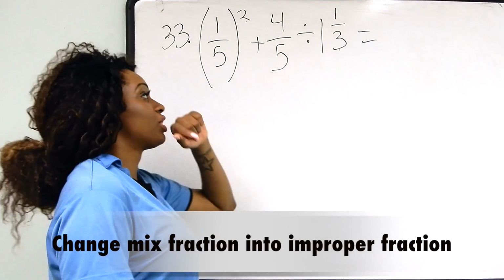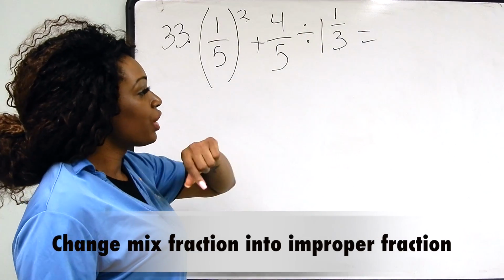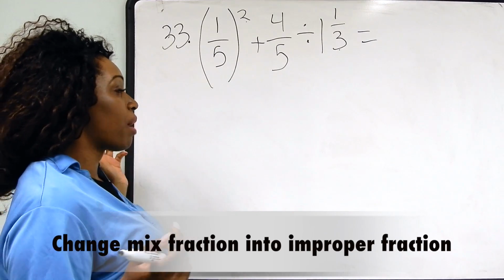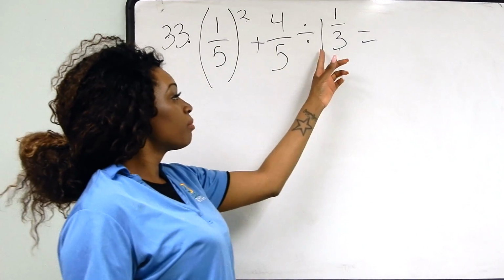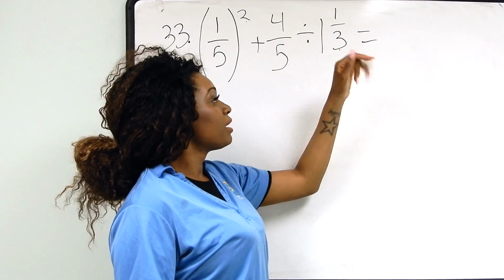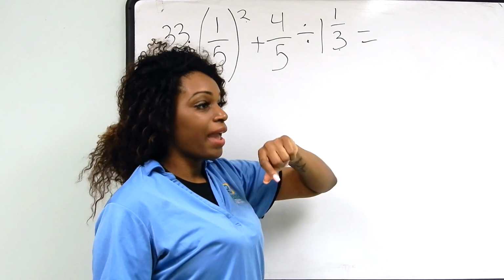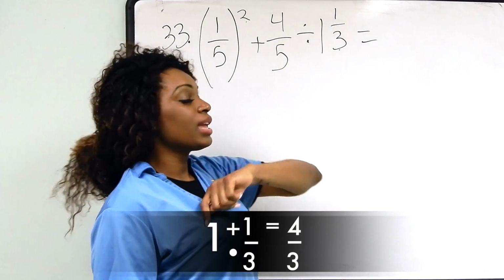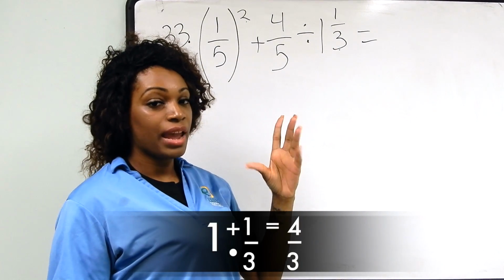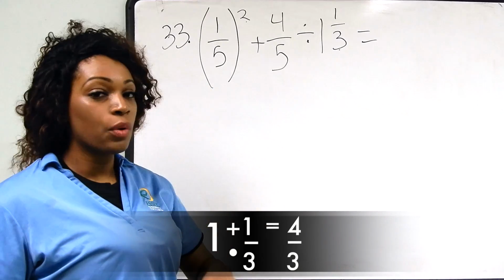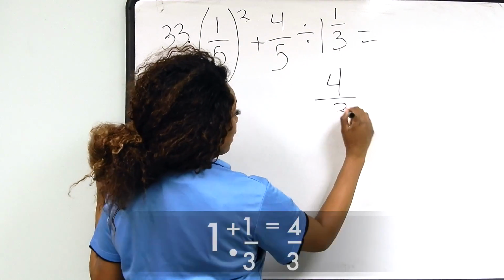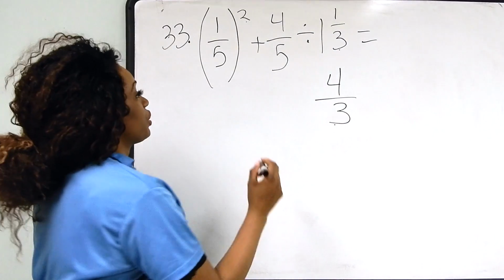The first thing I want to do is change 1 1/3, which is a mixed fraction, into an improper fraction. Remember, to change a mixed fraction to an improper fraction, you multiply the whole number by the denominator, then you add the numerator, and then you keep the denominator the same. So 1 times 3 is 3, then you add 1, that becomes 4. So the answer now becomes 4/3 as your improper fraction.